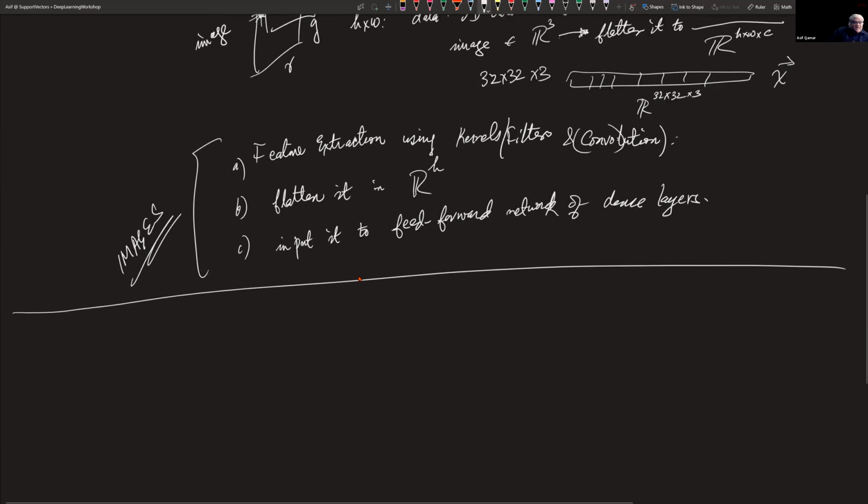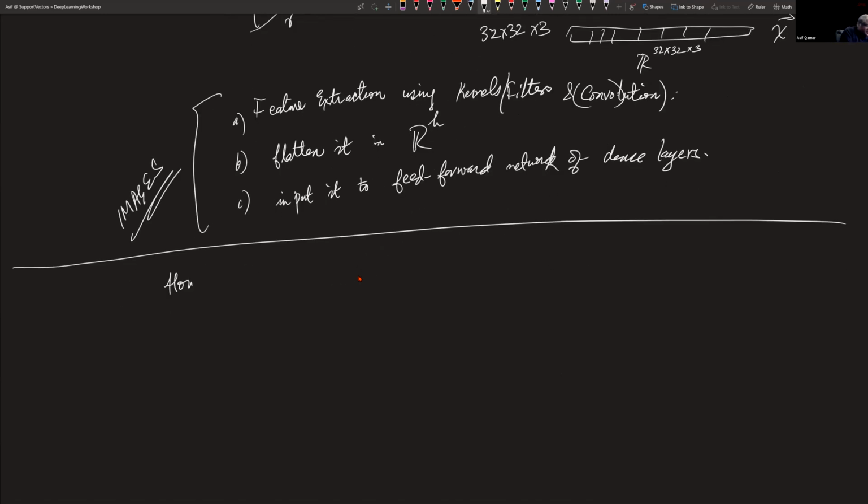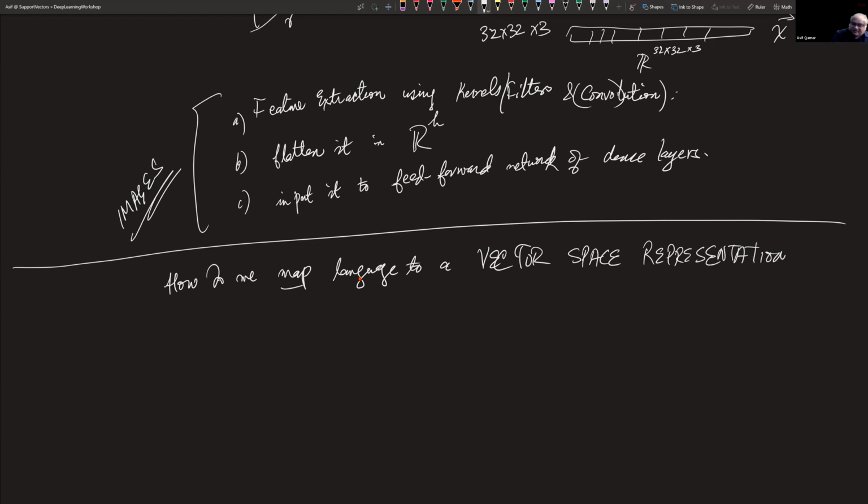But the question is, and I'll pose this question, how do we map language to a vector space representation? This is our first order of business. Would you guys agree? Do you realize why I'm saying that to begin, you need a vector space representation for your language? Yes. Right? So we do that.